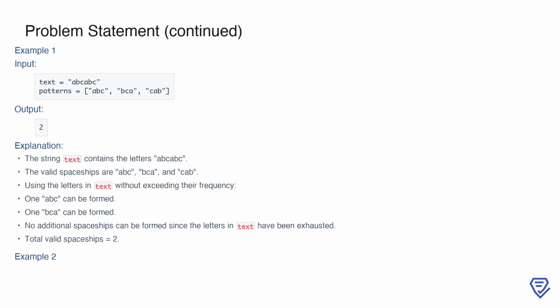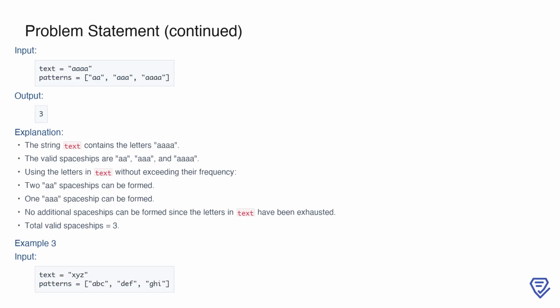Let's look at the first example. Here, the input string text is APCAP, and the patterns are ABC, CA, CAB. The letters in text are APCAP, which means each letter A, B, and C appears twice. From this, you can form one ABC spaceship and one CA spaceship. However, there are no remaining letters to form another valid spaceship. The total number of valid spaceships formed is 2. This demonstrates how the letter frequencies in text determine how many spaceships can be created.